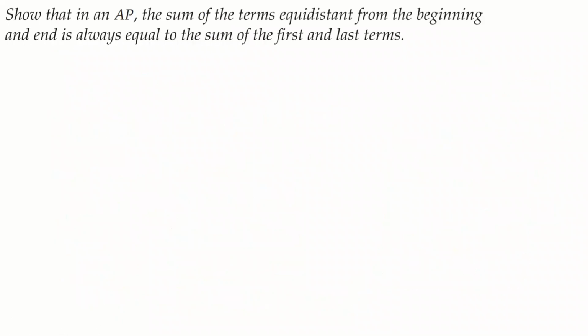Next question: show that in an AP the sum of the terms equidistant from the beginning and end is equal to the sum of the first and the last term. Okay, so in this question they are asking us to prove that suppose you take any AP, suppose there are many terms in this AP, and suppose that you take any particular term, say, they are equidistant from the beginning and the end.